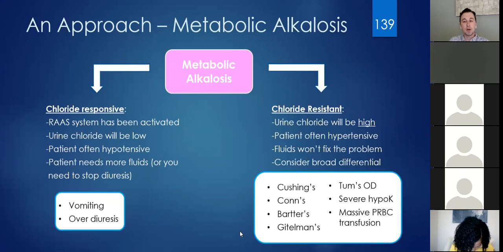So the take home point here is if you have an unexplained metabolic alkalosis, check a urine chloride. Okay, so if your urine chloride is low, then it pretty much tells you this patient probably needs fluids or to stop diuresis. If you have an unexplained metabolic alkalosis and your urine chloride is high, you need to be considering these other rare things or call renal, basically. Okay, any questions about that?